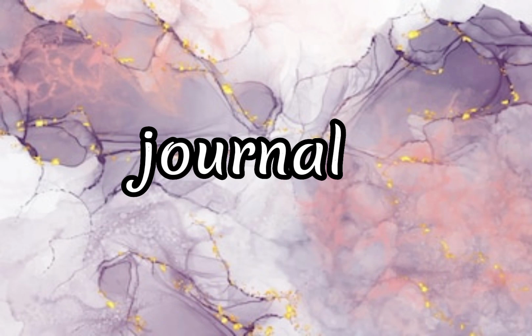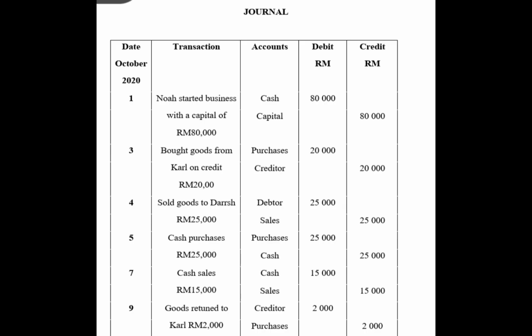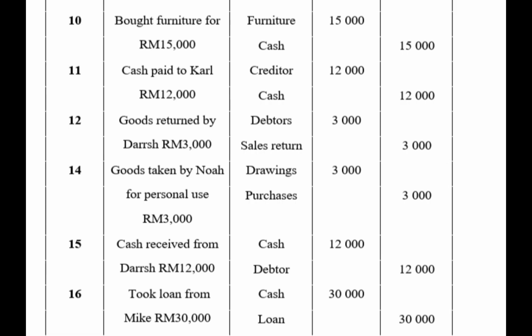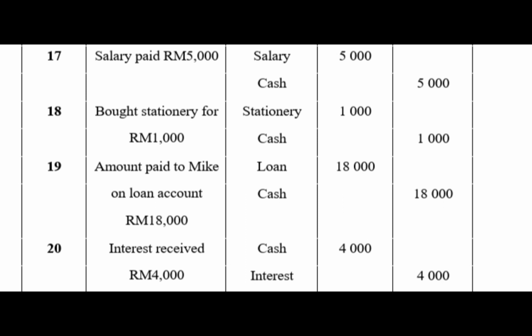From the transactions that have been given, I have to make a journal. In the journal, there are two accounts that have to be recorded, which is the side of debit and credit.